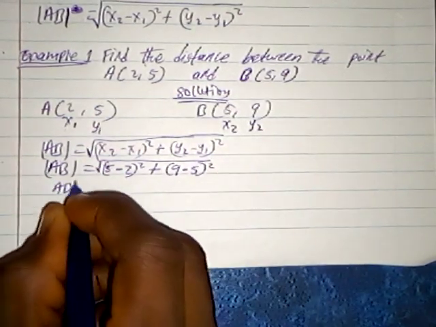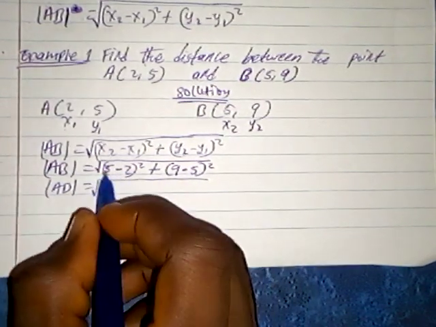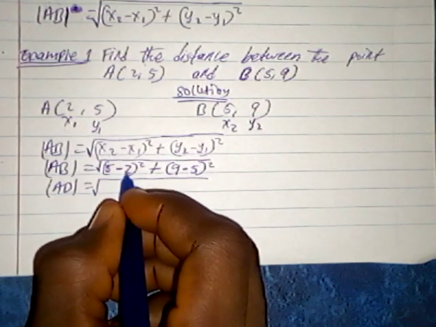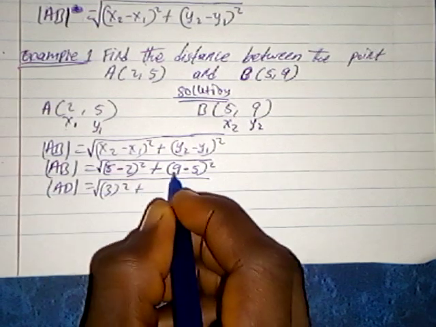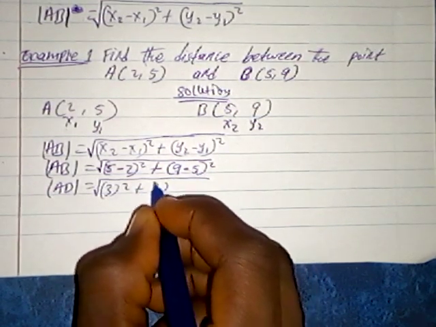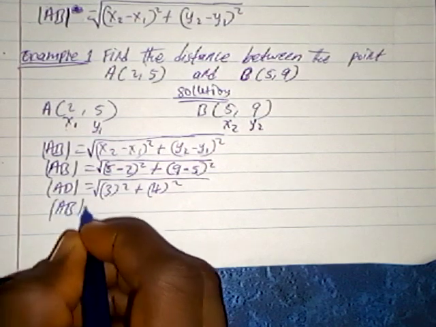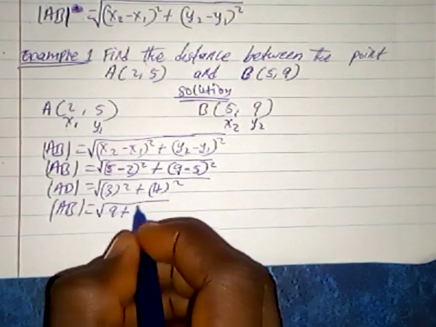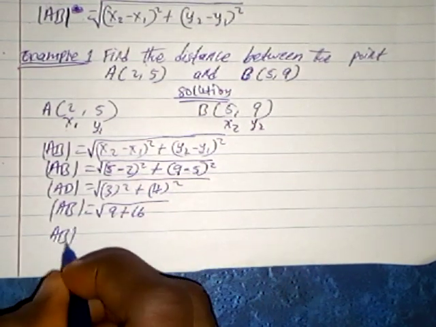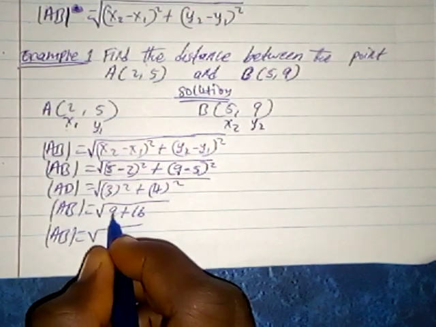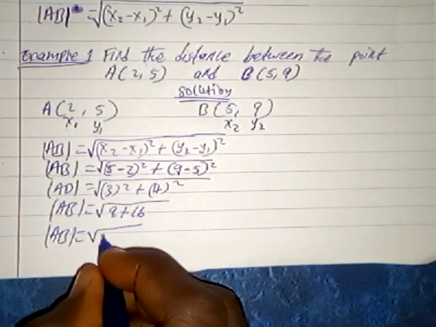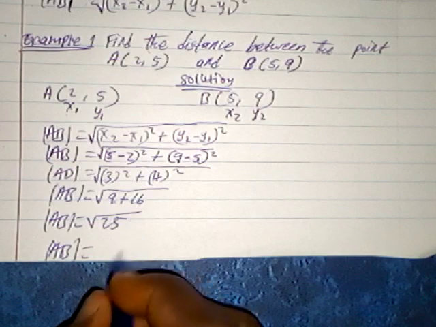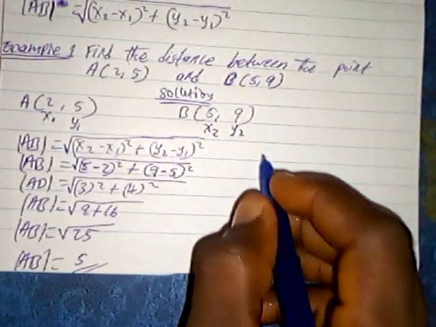Good. So say line AB is equal to the root of, subtract first what is in the bracket. 5 minus 2 is what? 3 square, plus 9 minus 5 is what? 4 square. So line AB is equal to 3 square is what? 9, plus 4 square is what? 16 if you use your calculator. So 9 plus 16 is what? 25, right? So line AB, if you use your calculator, the square root of 25 is what? 5 units. So that's the length of the line.